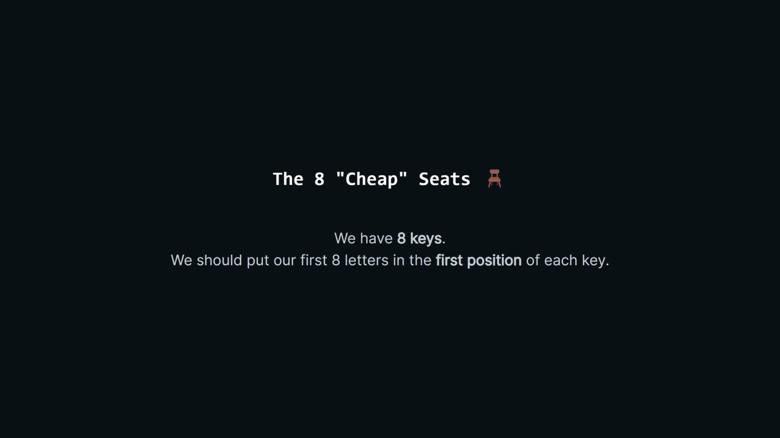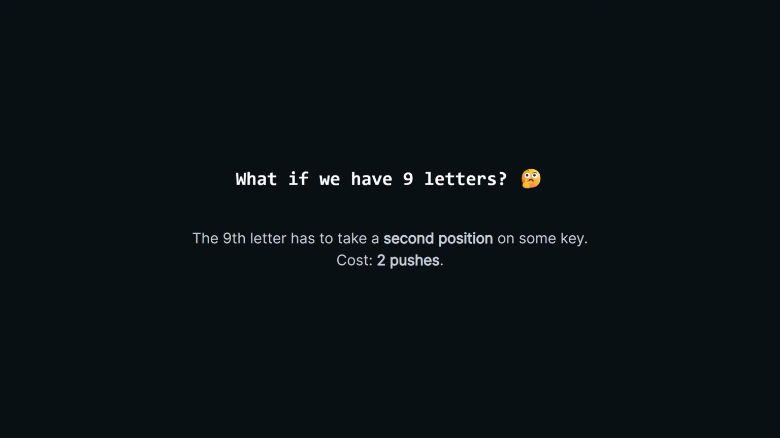We have 8 available keys, and the first position on each key only costs 1 push. So logically, we should put the first 8 letters of our word into those 8 cheap slots. What if our word is longer than 8 letters? Say 9 letters long? Well, all the 1 push slots are full. So that 9th letter has to go into a 2 push slot on one of the keys.